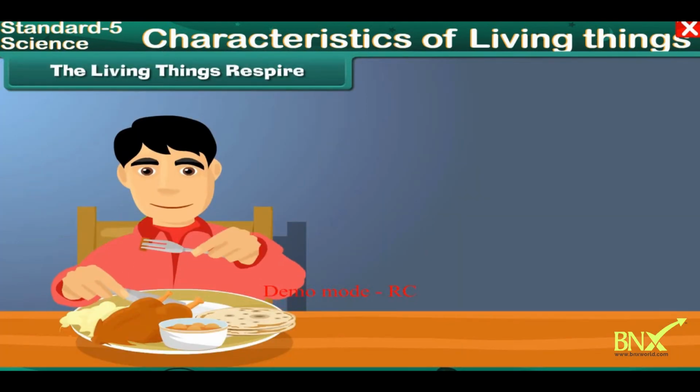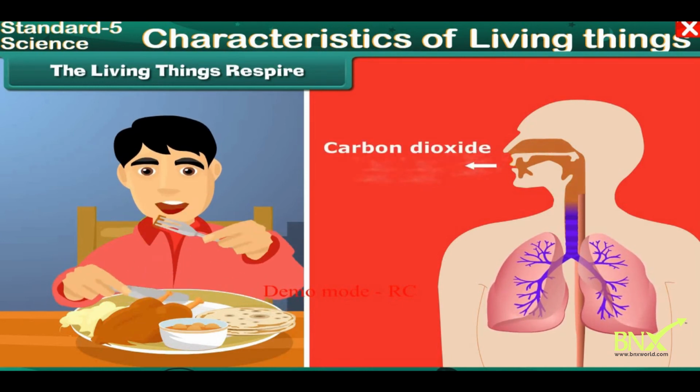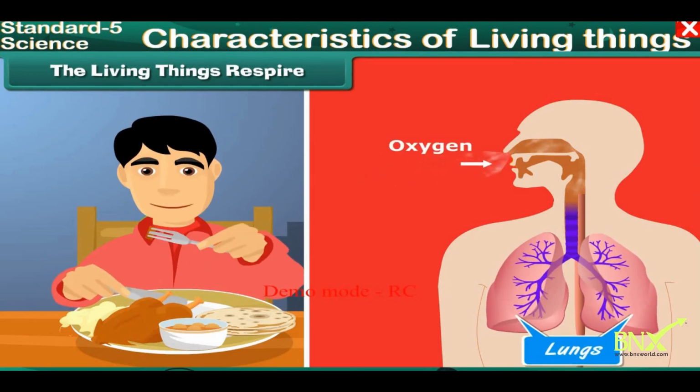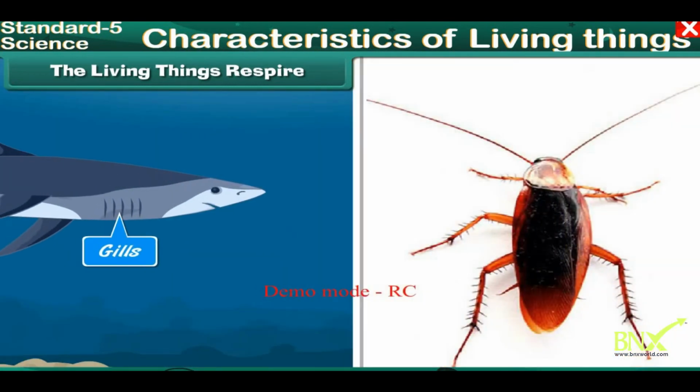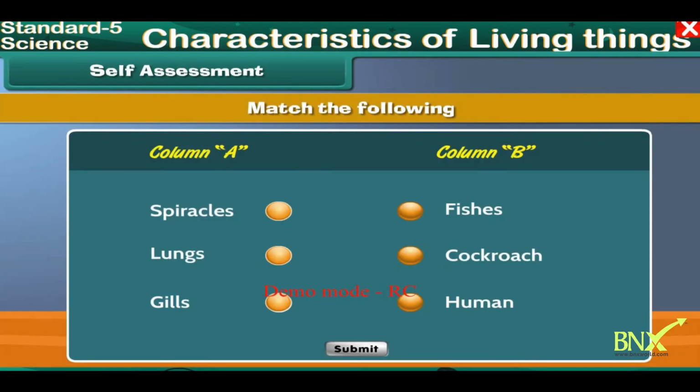Living things respire. Living things require oxygen to get energy from the food. They get the required oxygen by the process of respiration. During respiration, oxygen is breathed in, and through the blood it reaches each and every cell of the body. Human beings have lungs for respiration. Fishes have gills, and cockroaches have spiracles. Self-assessment. Match the following by dragging and dropping the buttons to its options.